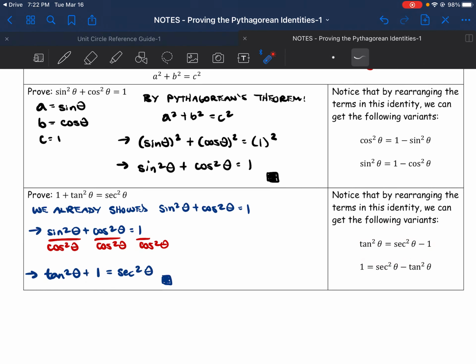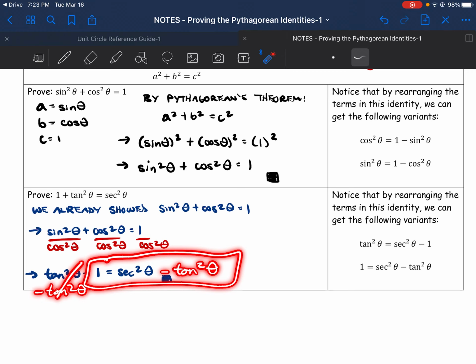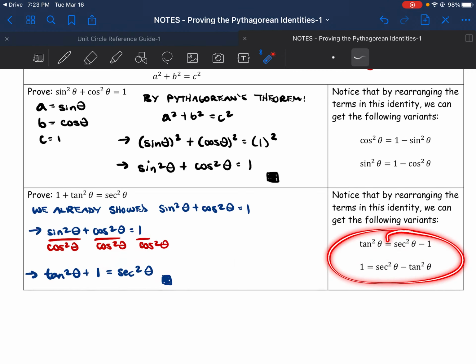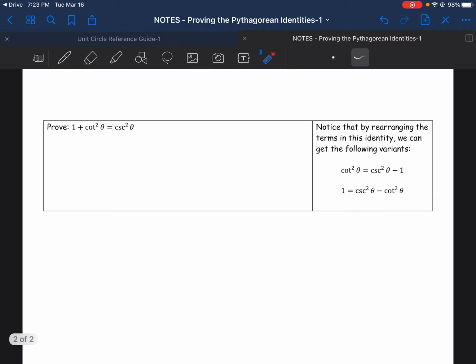Or I could take the tangent squared and subtract it from both sides. That gives me this statement right here. 1 equals secant squared of theta minus tangent squared of theta. So there are our variants that are really just rearranged versions of this equation, okay? Now let's prove our last Pythagorean identity.